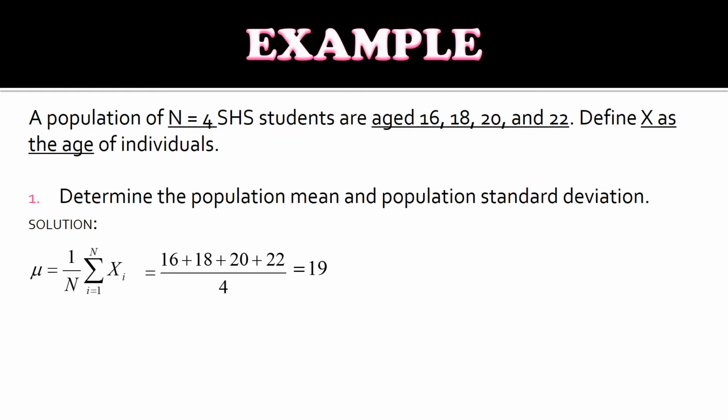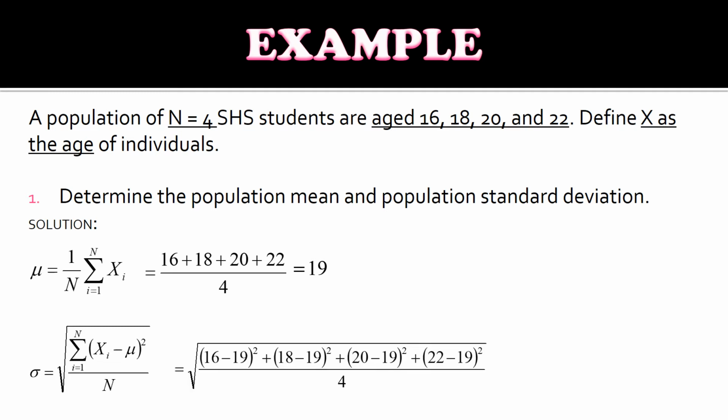For the standard deviation, we have the formula: square root of the summation of x minus mean squared, divided by n. To substitute, we have 16 minus 19 squared plus 18 minus 19 squared plus 20 minus 19 squared plus 22 minus 19 squared, divided by 4, and then get the square root of the answer. It will give us 2.236.